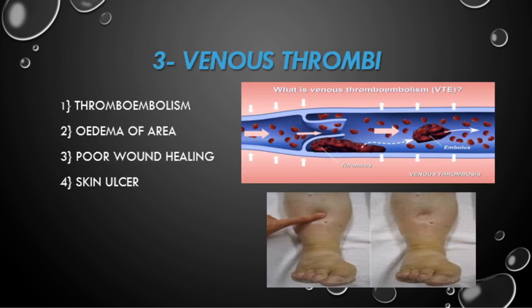Then third one is venous thrombi, which is also called phlebothrombosis, and this may cause various effects such as thromboembolism. Now we have only just seen this. Then edema of the area, and poor wound healing, as any injury will not be healed fully because of lack of blood supply, as the thrombus will resist the blood flow, which will cause lack of oxygen or blood supply and will result in poor wound healing. Then fourth one is skin ulcer. So these are the complications of venous thrombi.